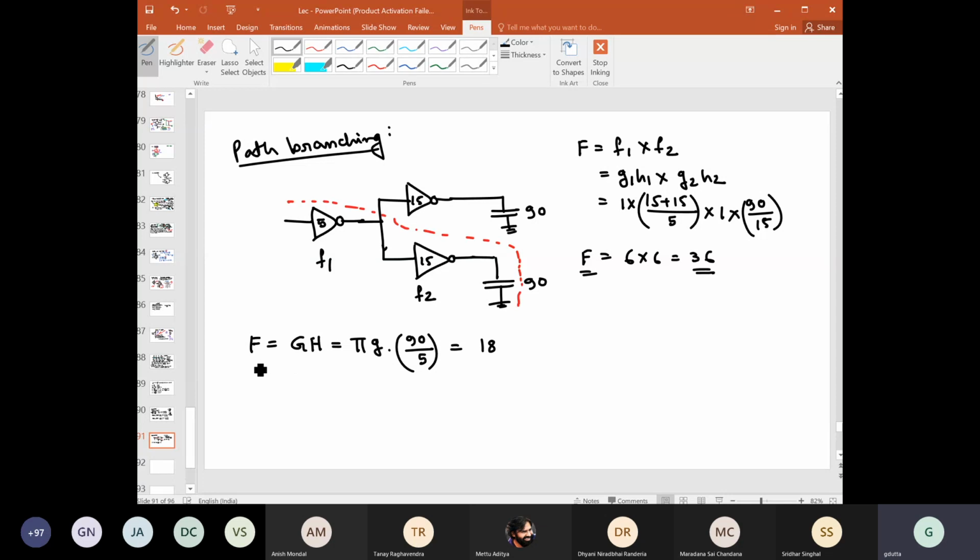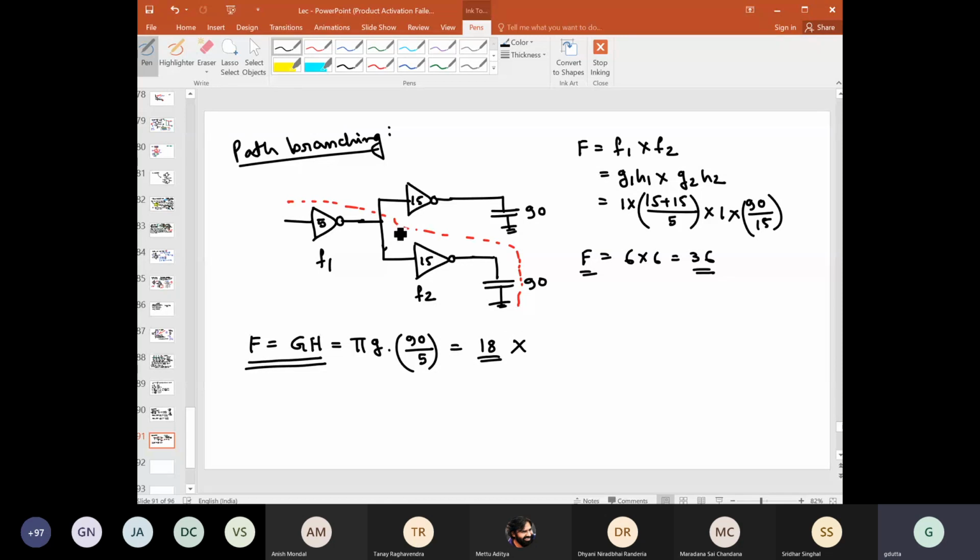But if you use the formula that we have used in the last example, that is F equal to GH, then it comes out to be only 18, right? And these two are not matching, right? So that means something is wrong here. We have probably not considered everything in these expressions. So what have we missed?